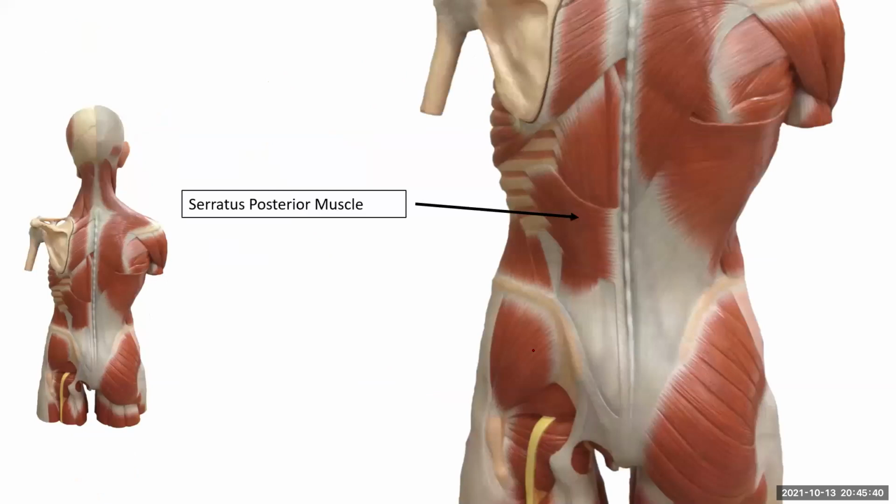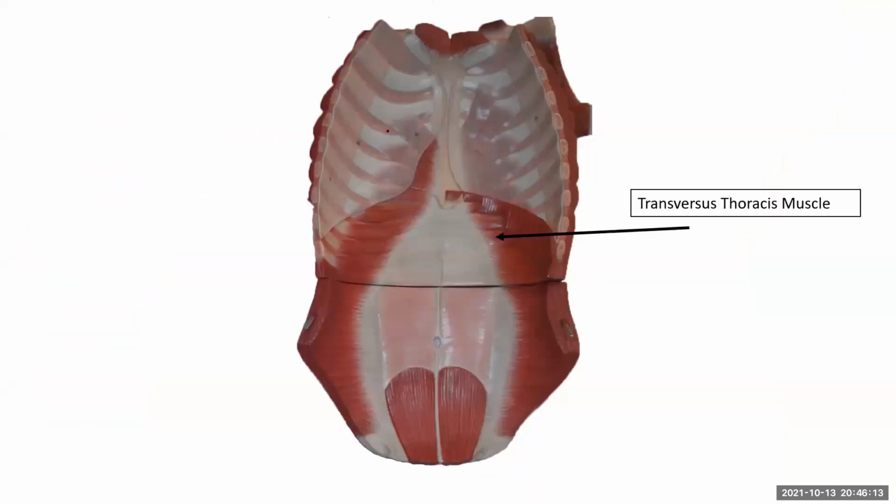All right, also on your back is the serratus posterior muscle. Now, serratus comes from serrated. If you've ever seen a serrated knife, it's a jagged knife edge. Because this muscle attaches onto the ribs, it gives that serrated, jagged appearance. So that's the serratus posterior muscle. You do have a serratus anterior muscle that I'll show you here in a moment. So that's the serratus posterior.